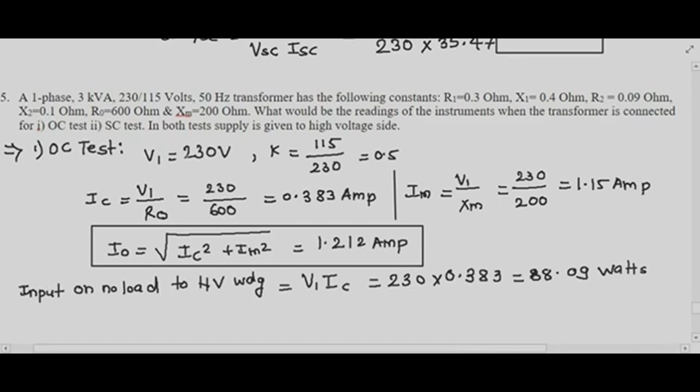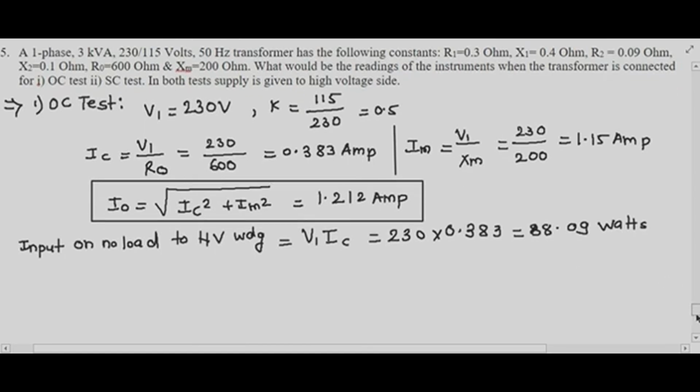So we have connected the primary winding to 230 volt. The no load current flowing due to that applied voltage is 1.212 ampere, and the power taken from the supply is 88.09 watts. So here, what will the readings of the instruments be? What will my voltmeter show me? The voltmeter will show me 230 volt because I have applied 230 volt.